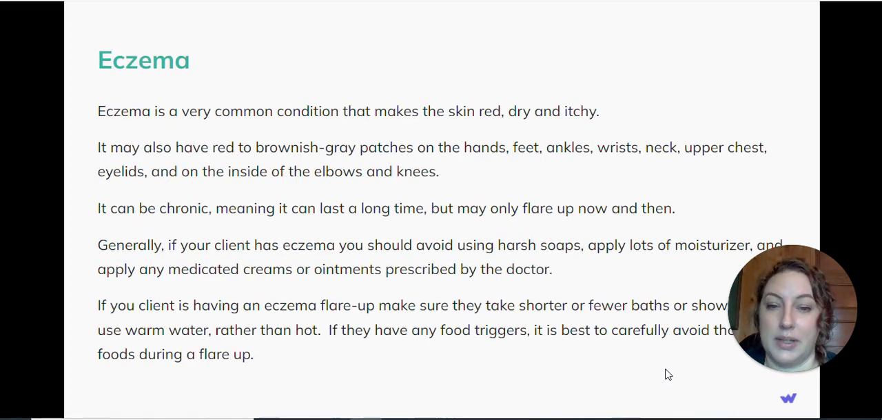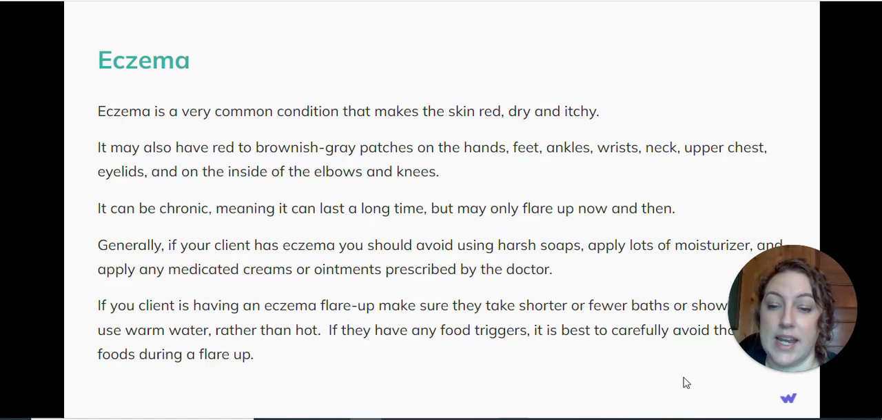Eczema is a very common condition that makes the skin red, dry, and itchy. It may also have red to brownish gray patches on the hands, feet, ankles, wrists, neck, upper chest, eyelids, and on the inside of the elbows and knees. It can be chronic, meaning it can last a long time, but may only flare up now and then.